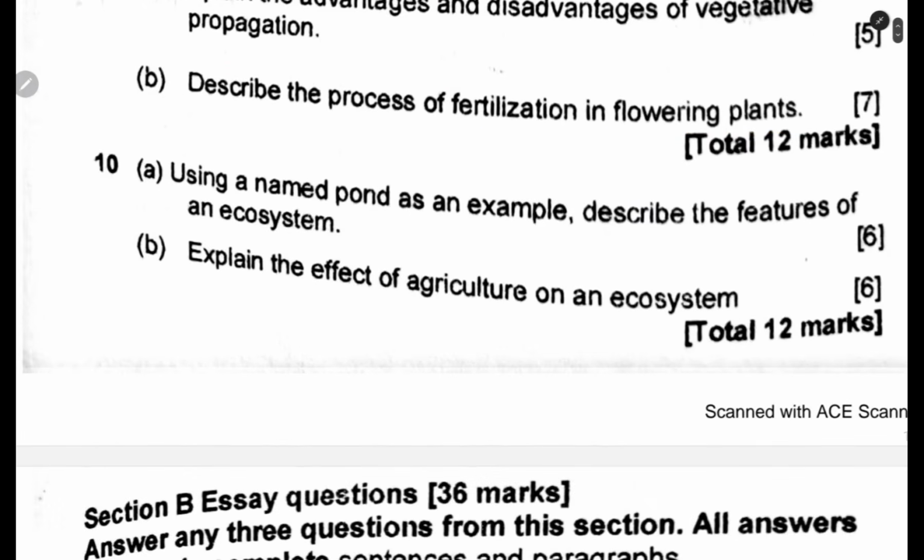Okay. Then question 10 was, using a named pond as an example, describe the features of an ecosystem. Then explain the effect of agriculture on the ecosystem. So normally it is question 10, but this time around they come 1 up to 5. So the last question, normally if it's not on ecosystem, then you are going to find it's on population, soil, conservation, those parts. But we are going to see what came in 2024 so that we can determine what is coming.